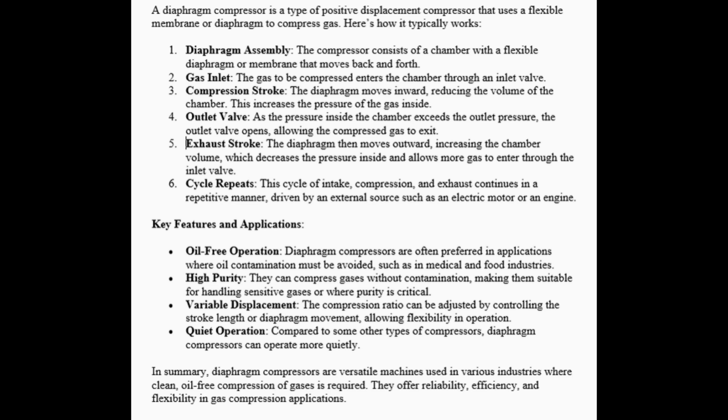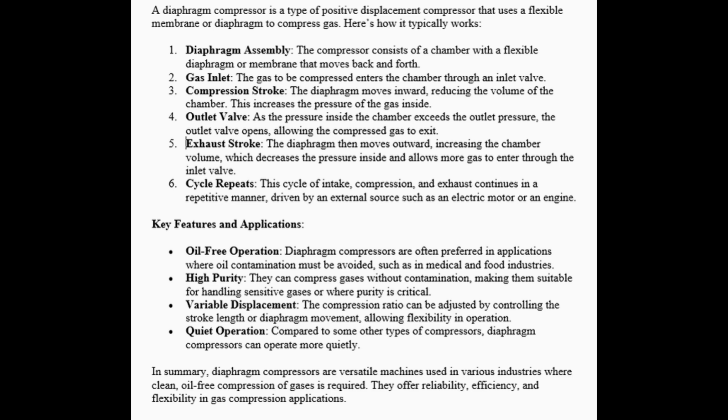A diaphragm compressor is a type of positive displacement compressor that uses a flexible membrane or diaphragm to compress gas. Here's how it typically works. 1. Diaphragm assembly. The compressor consists of a chamber with a flexible diaphragm or membrane that moves back and forth. 2. Gas inlet. The gas to be compressed enters the chamber through an inlet valve. 3. Compression stroke. The diaphragm moves inward, reducing the volume of the chamber. This increases the pressure of the gas inside.